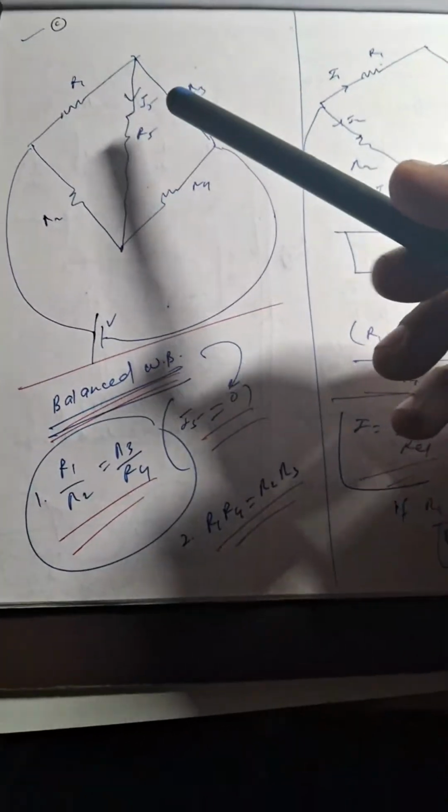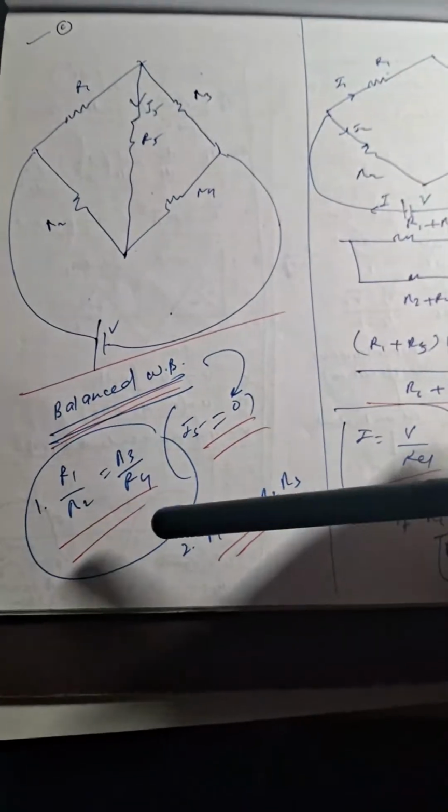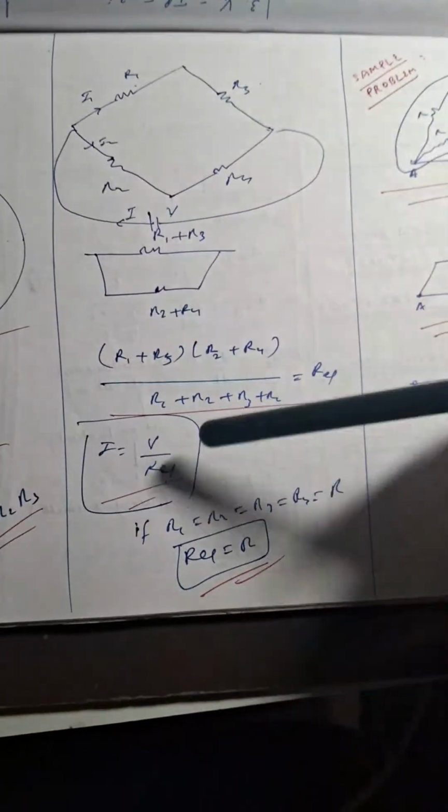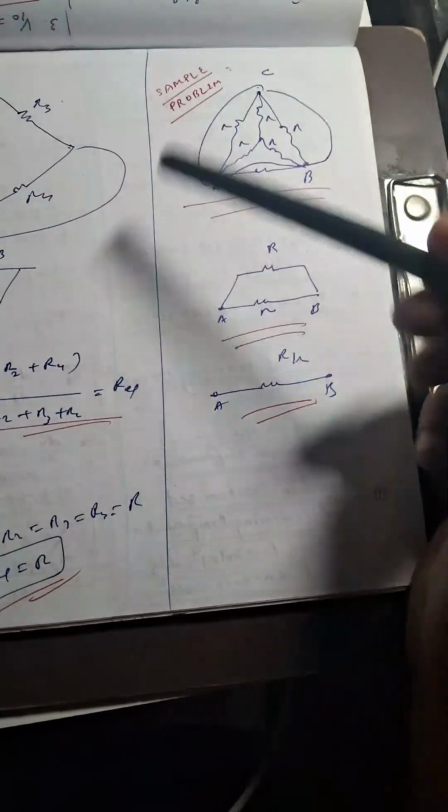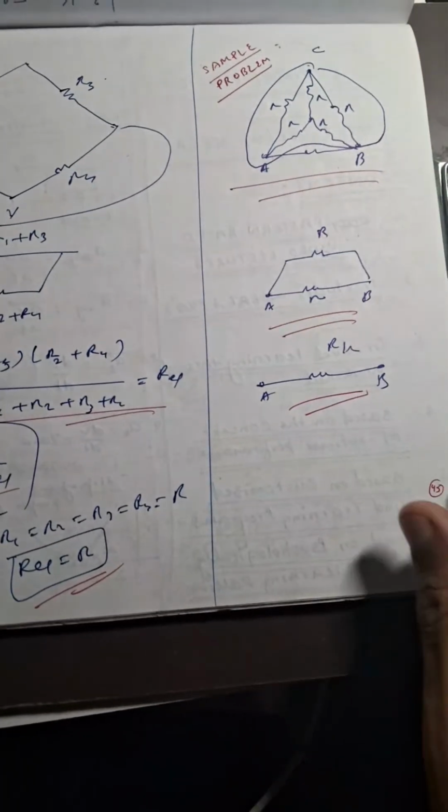Then we have another problem on Wheatstone bridge. Its balance, so the condition for balancing, current through the I5 resistance, then calculation of R equivalent. Then another simple problem on the concept of Wheatstone bridge.